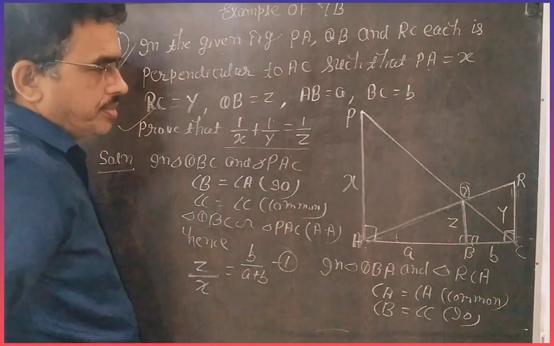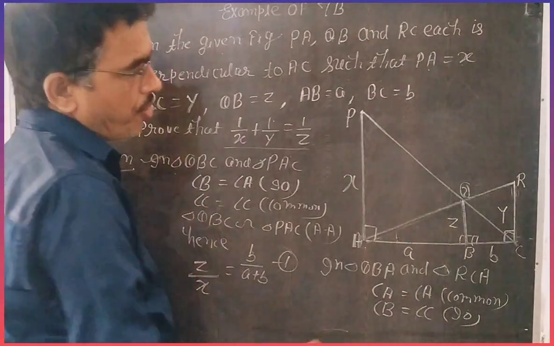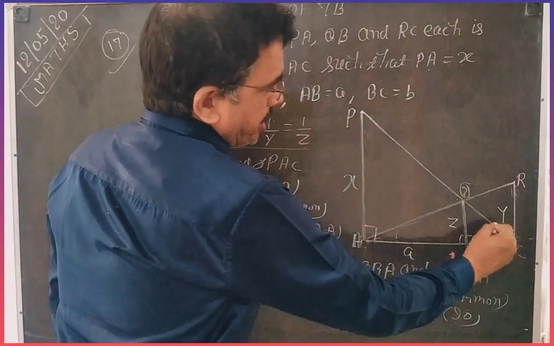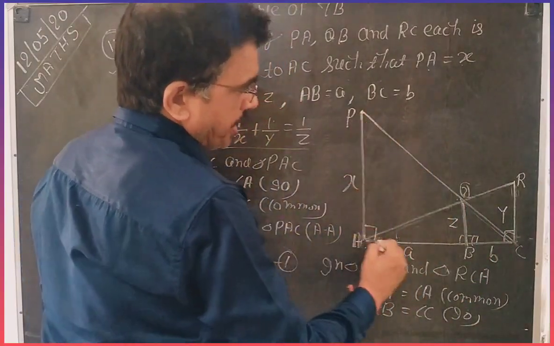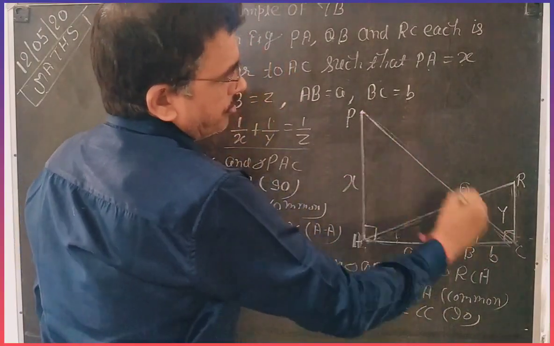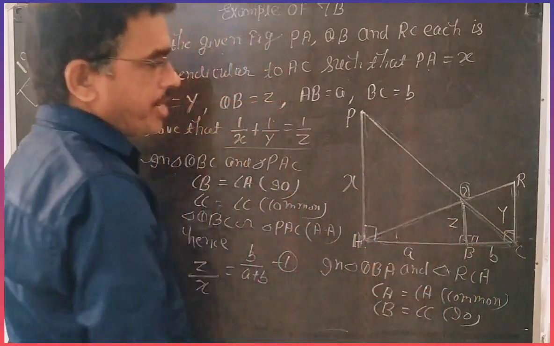We have to prove this. Here I take a triangle QBC, this is a small triangle, and find the relation between it and triangle PAC. One is a small triangle, another is a large triangle. Find the similarity relation between them.